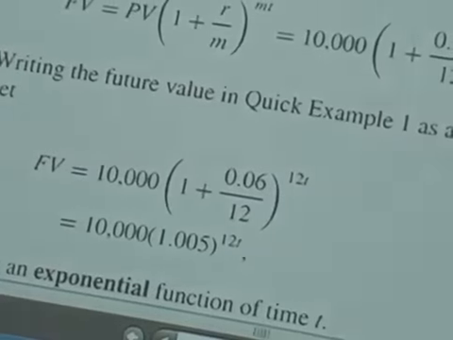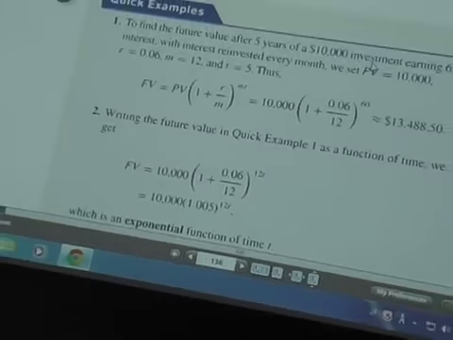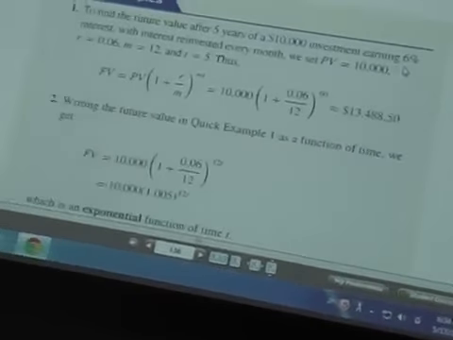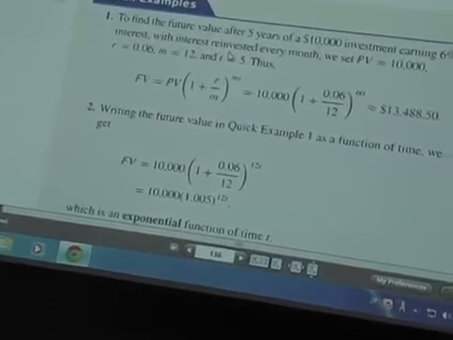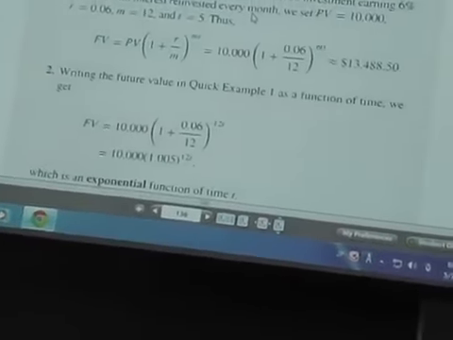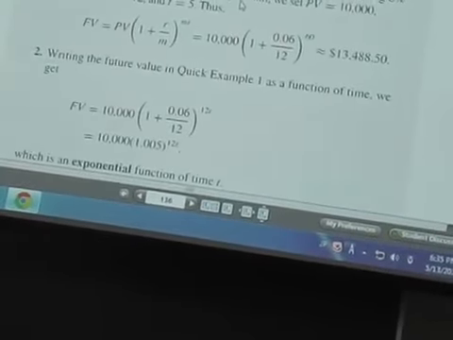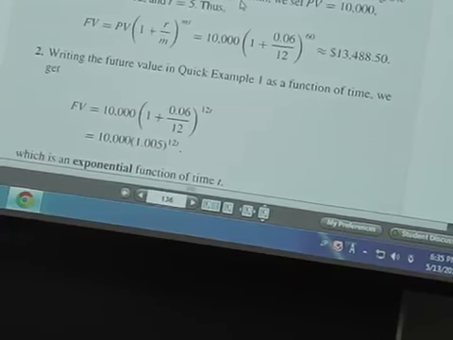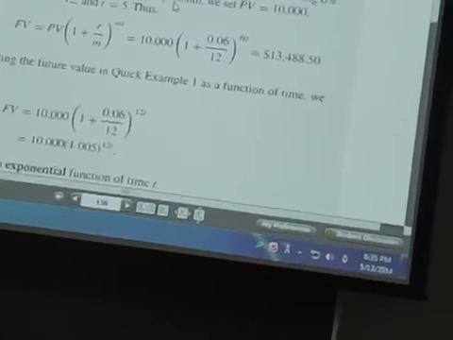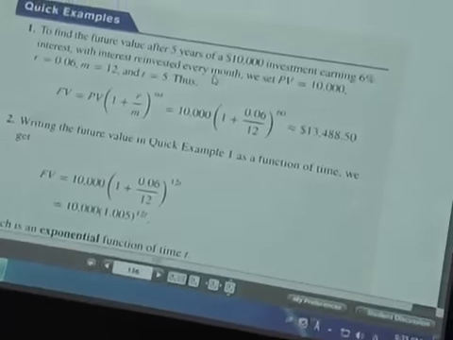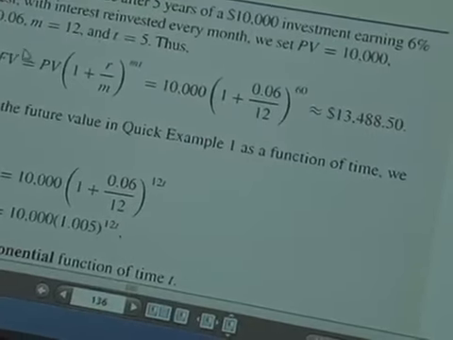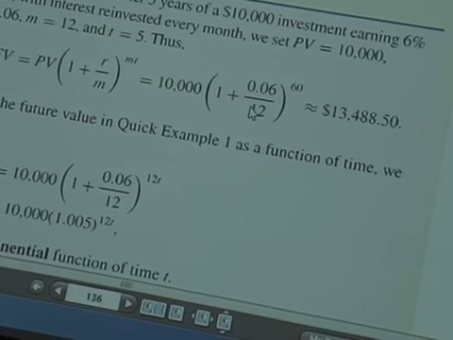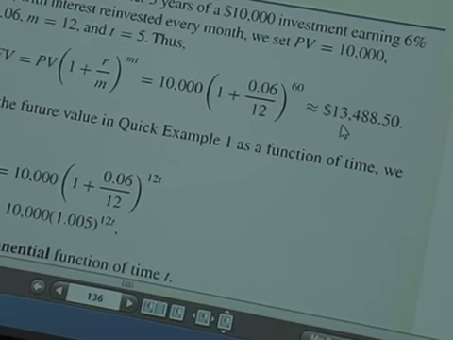So what's that tell me? This is called what? PV. Investment earning 6% interest, that's R, with interest reinvested every month. That's what? Every month means M, right? M equals 12, right? Everyone translate that, right? So PV is equal to that, R is that, M is that, T is that. We get this formula here, we get this. Okay, the answer is 13.